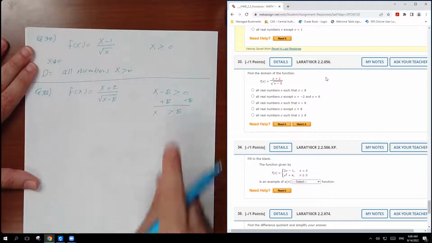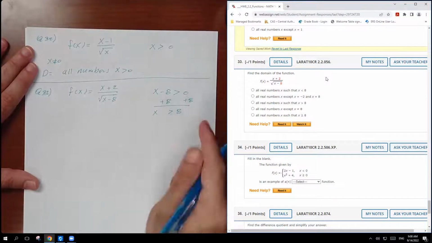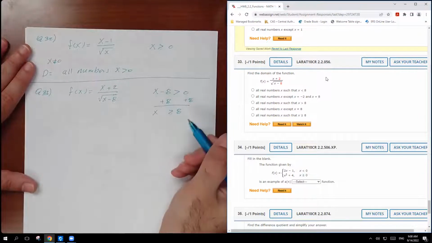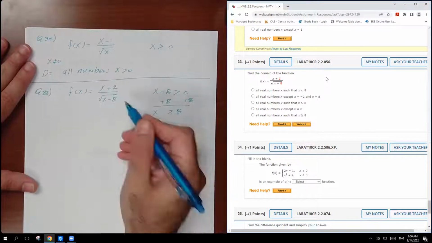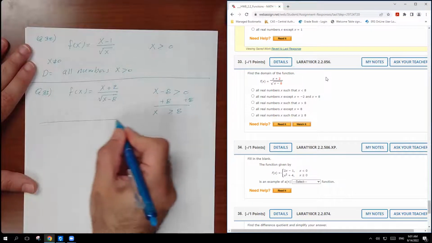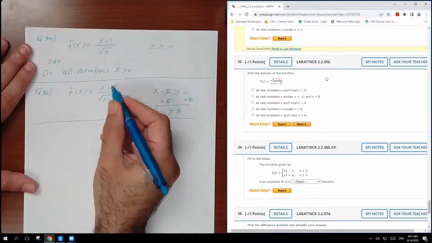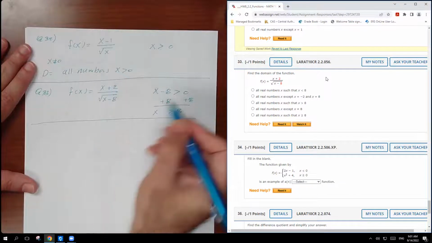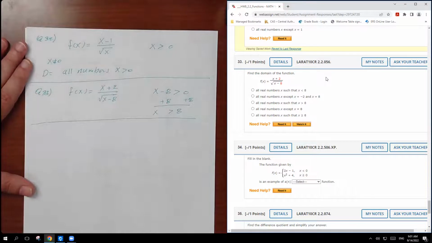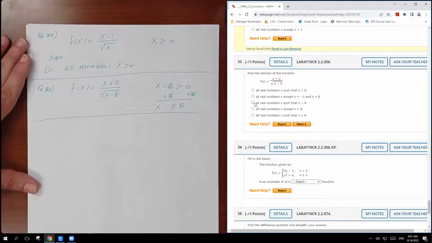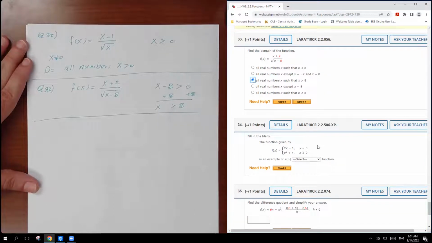That means the domain starts from 8, from 9, x greater than 8, which is 9, 10, 11, 12. So we can choose 9, we can choose 10. If you choose 8, it's going to be wrong. So this is the case when you have a radical on the bottom part of the rational function, you can't put the equal sign. So that means all real numbers such that x greater than 8. That's it for this one.